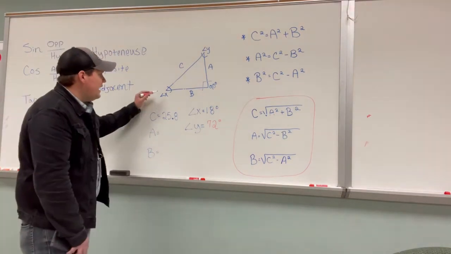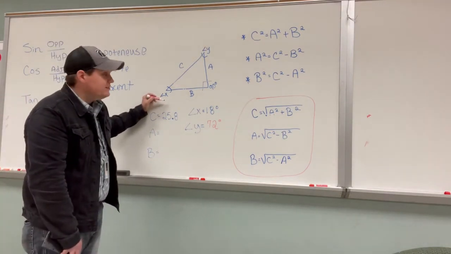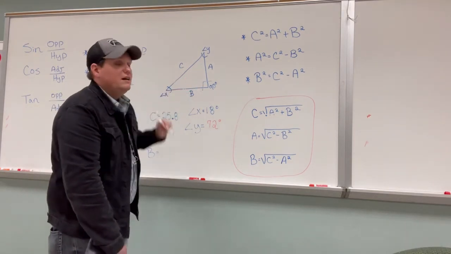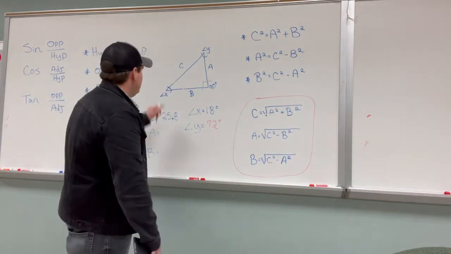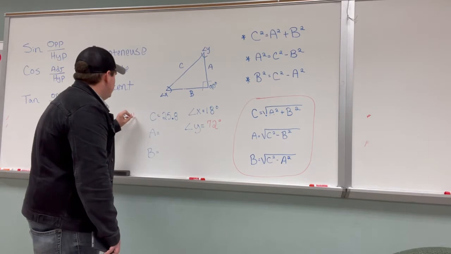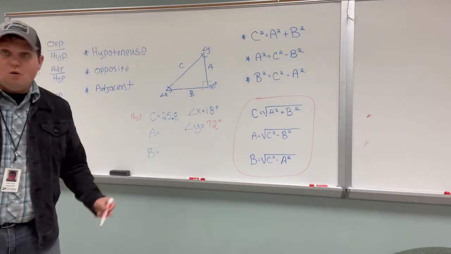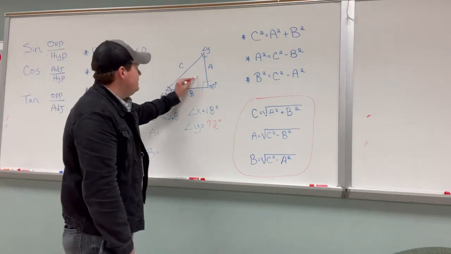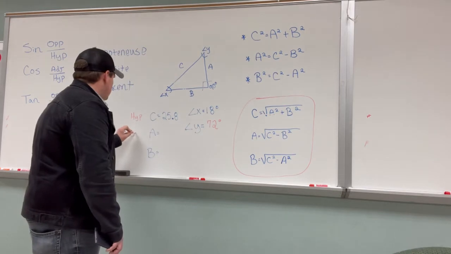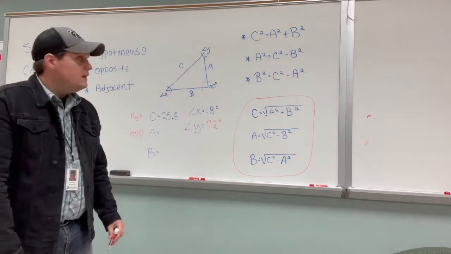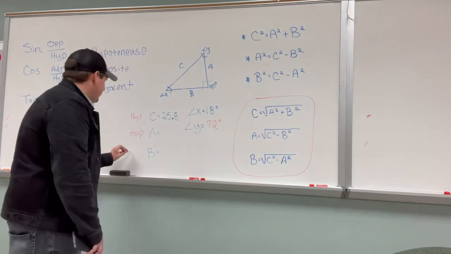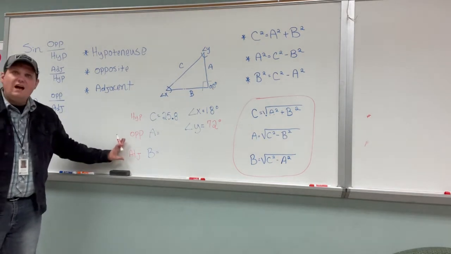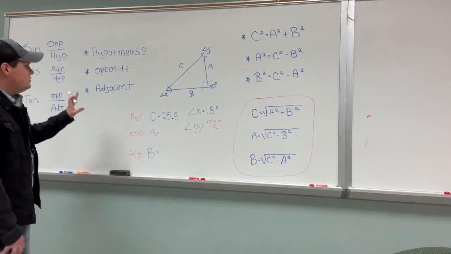So for instance, if I say I'm going to work from angle X, then that means that I need to label A and B accordingly. So remember, C is always the hypotenuse. Always. That's concrete. So looking from angle X, we know that side A is going to be my opposite, and side B is going to be my adjacent. So I've labeled my sides. So now I'm ready to see which formula I need.